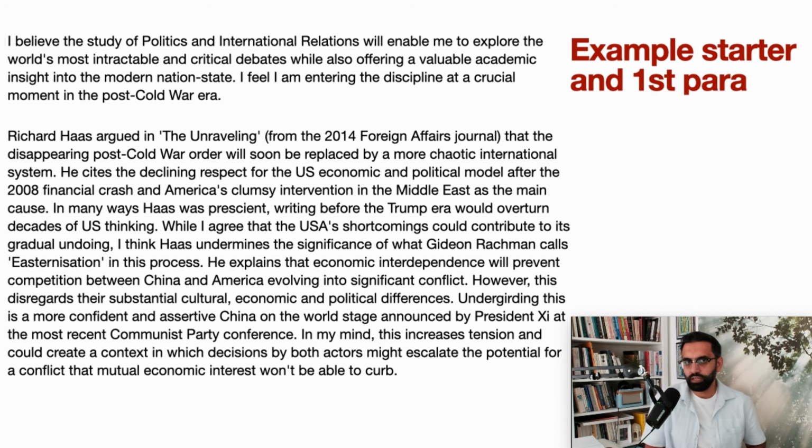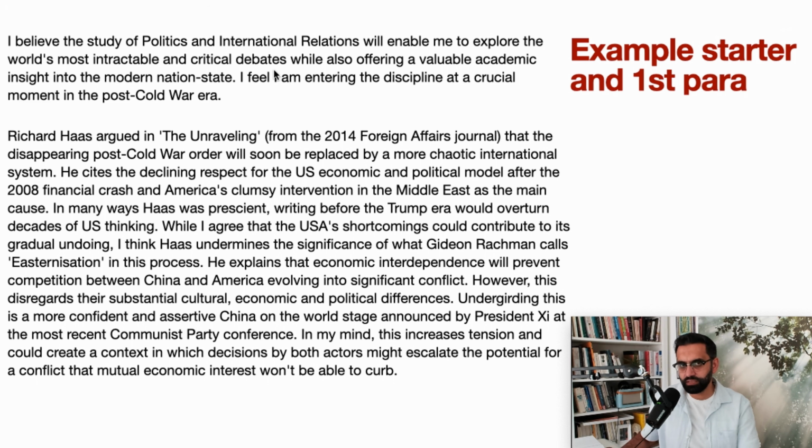I believe a study of politics and international relations would enable me to explore the world's most intractable and critical debates, while also offering a valuable academic insight into the modern nation state. I feel I am entering the discipline at a crucial moment in the post-COVID, post-Cold War era, rather. That's a really fancy first sentence, by the way, or first couple of sentences, but that's quite a nice opening.